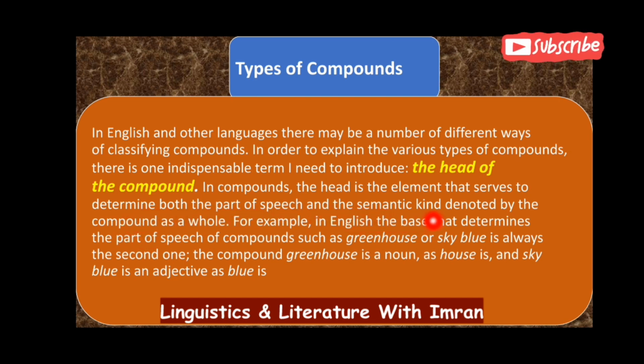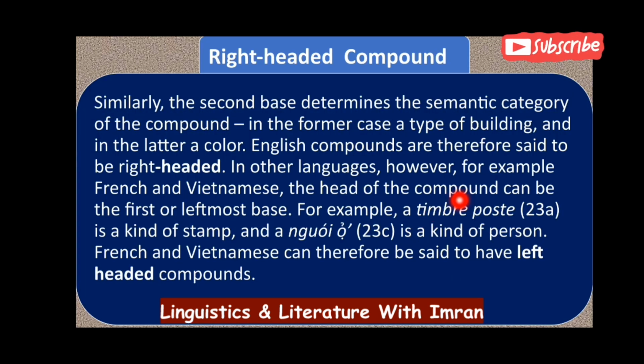And the semantic kind denoted by the compound as a whole, right? English compounds are therefore said to be right-headed. In other languages, however, for example French and Vietnamese, the head of the compound can be the first or leftmost base. For example, a timber post, or a kind of stem, and negu, a kind of person. French and Vietnamese can therefore be said to have left-headed compounds, right?